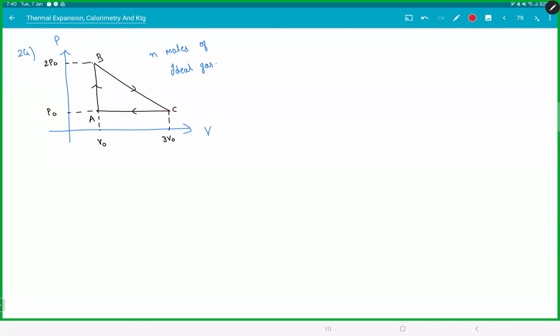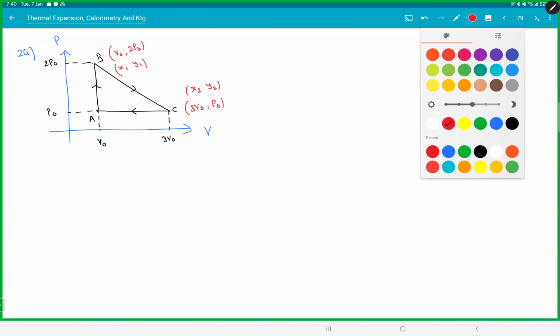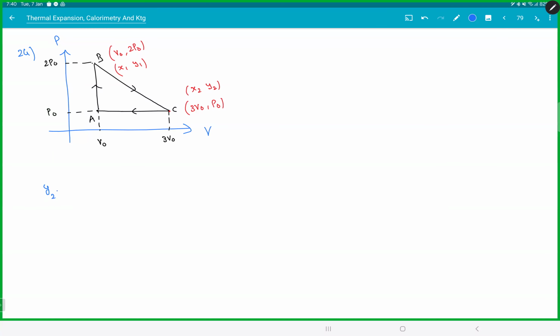Look at this. If I take the coordinates of C, this is (3V0, P0). The coordinates of this point are (V0, 2P0). This looks like (x1, y1) and this looks like (x2, y2). So in place of x we have volume and in place of y we have pressure. So we can find the equation of a line: y minus y1 is equal to (y2 minus y1) by (x2 minus x1), that is the slope, into (x minus x1).